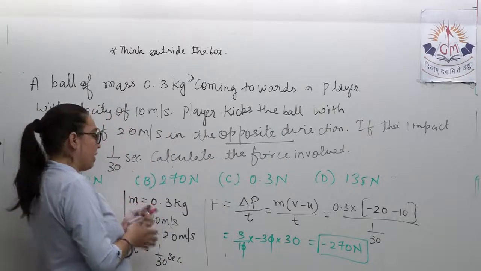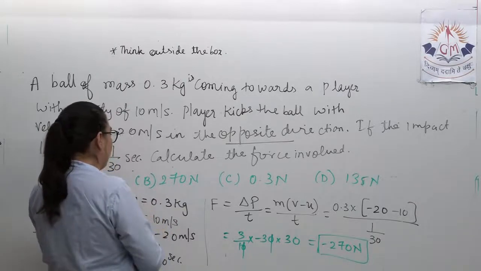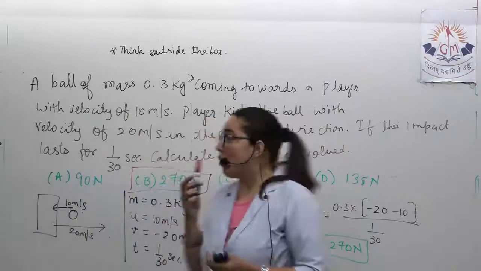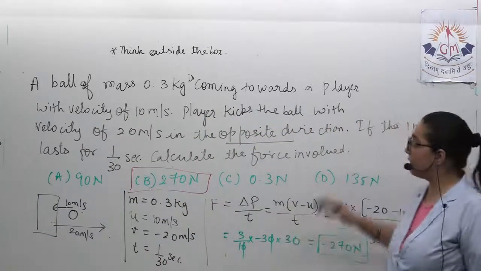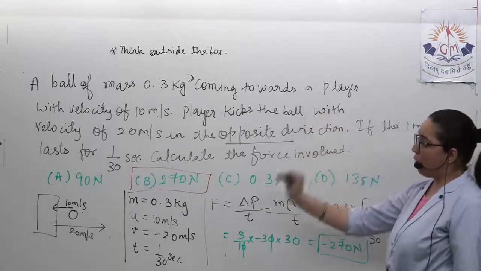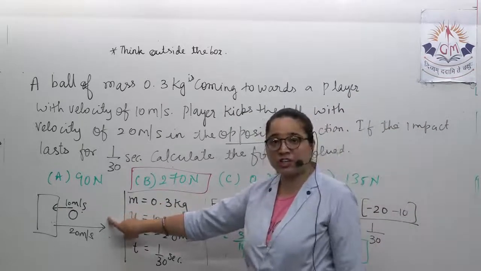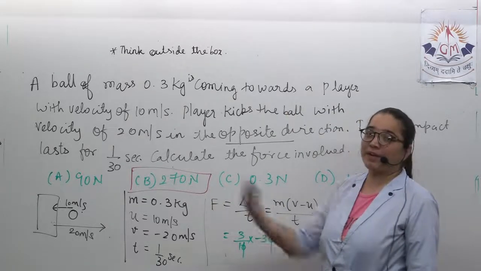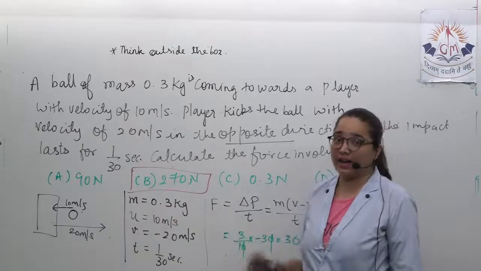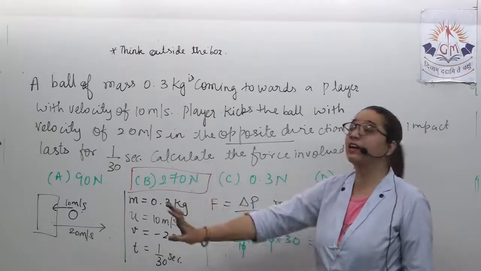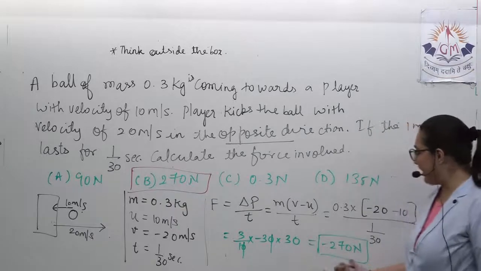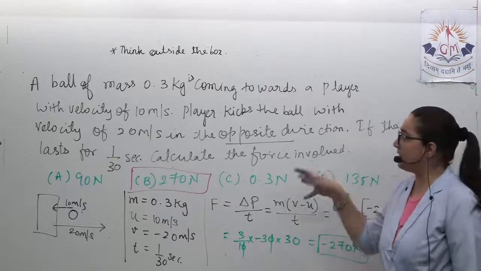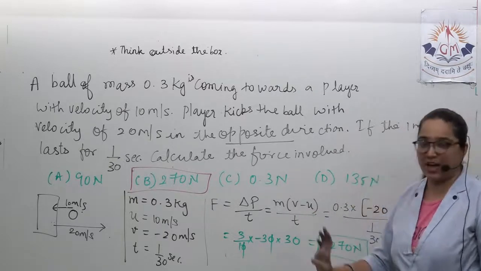So here the correct answer is this, which is minus 270 Newton. Once again, I'll explain to you the question as well as the answer. There is a ball of mass 0.3 kg. It is coming towards the player with some velocity. If I am taking this positive, this I have to take negative. Again, opposite. If I take this negative, this I have to take positive. So ultimately, you will get the same answer, which is 270. Here, negative shows the direction. That means the force is exerted in the opposite direction.